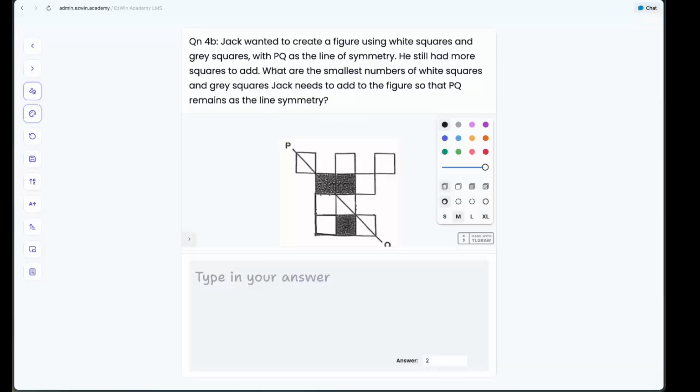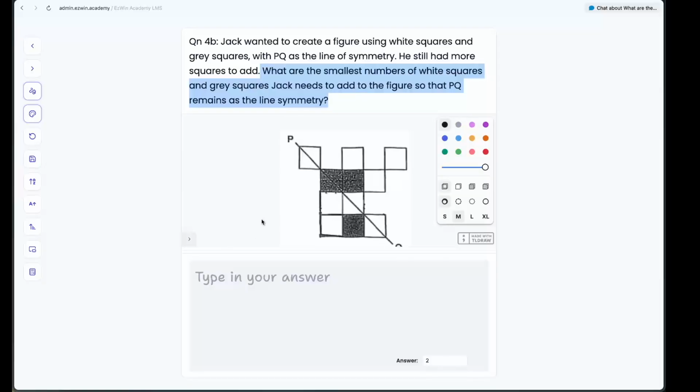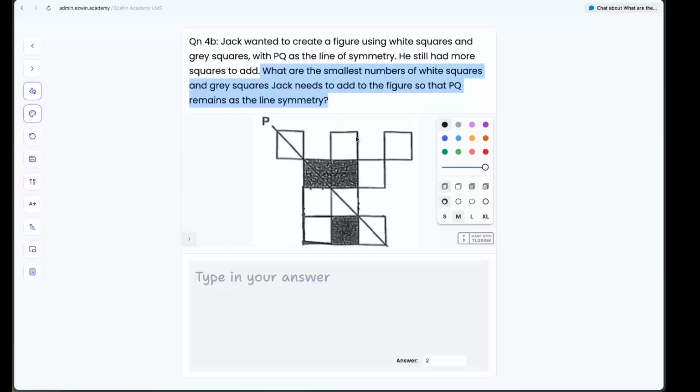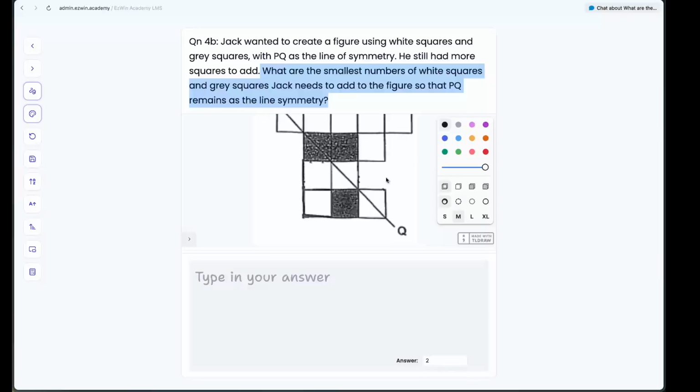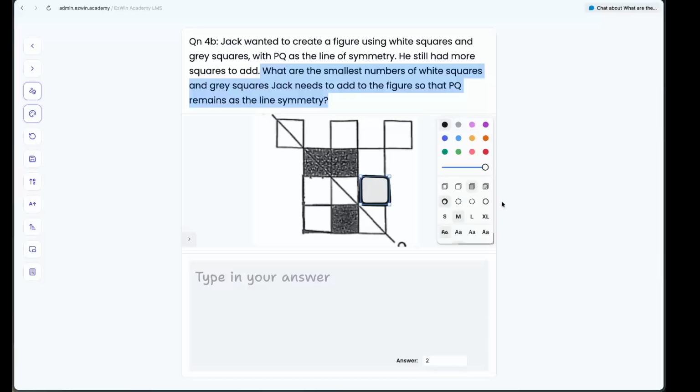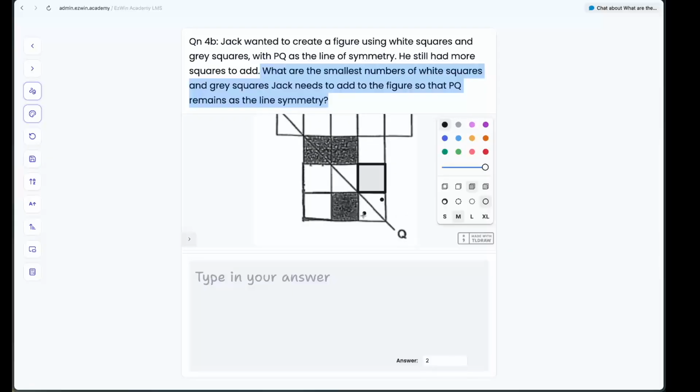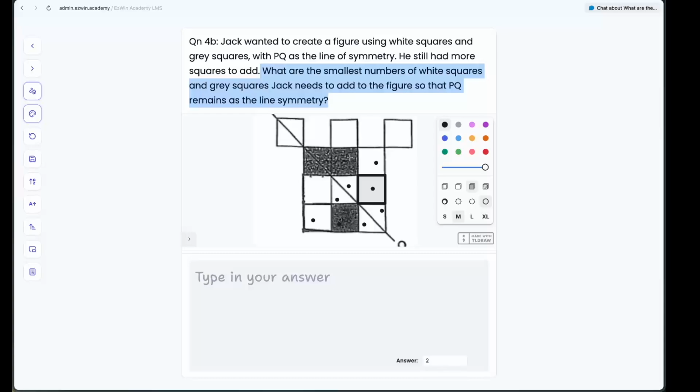So part B is, what are the smallest numbers of white squares and gray squares Jack needs to add to the figure so that PQ remains as the line of symmetry. So if you want to make this a line of symmetry, it needs to be mirrored. So first, we have 1 over here. We got 1. Okay, so we always want to look here. So 1 and 1, 1 and 1, 1 and 1. Okay, this one is also good. What about this one? Okay, we need to add another gray square over here.